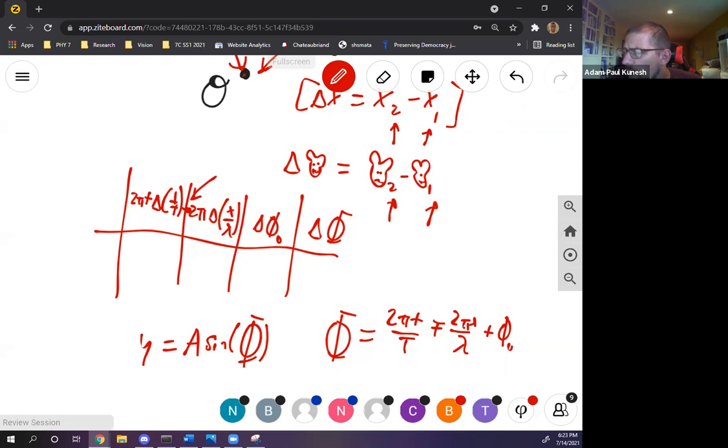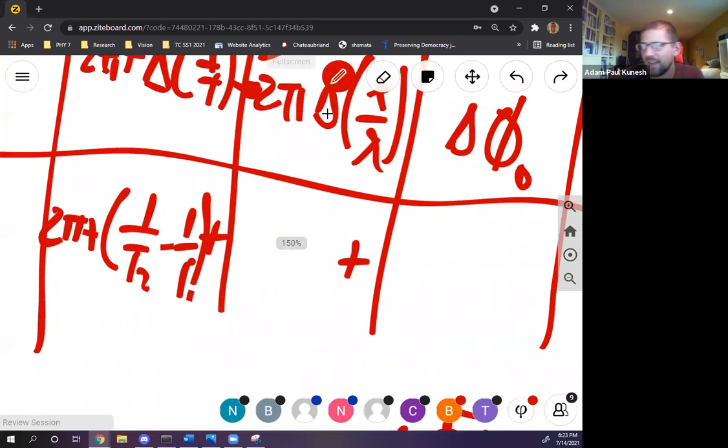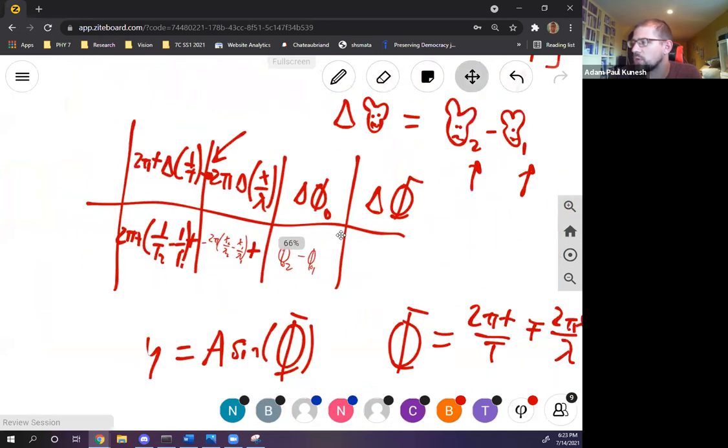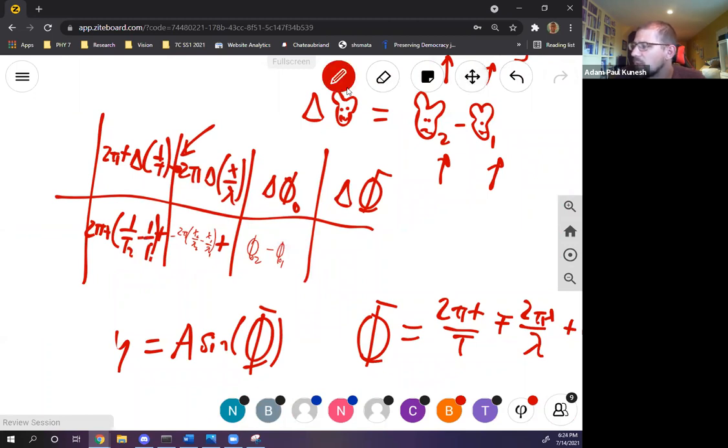Now for each of the elements of the row, the differences from our two sources. For example, 2 pi t times 1 over tau 2 minus 1 over tau 1, plus negative 2 pi times x2 over lambda 2 minus x1 over lambda 1, plus delta phi, which is phi 2 minus phi 1. These are both initial phases: phi initial 2 minus phi initial 1 for our two different sources. Summing those up gives me the total phase difference.